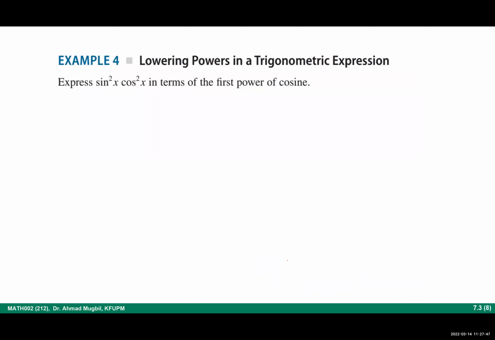Let's apply them now. Express sine squared x, cosine squared x in terms of the first power of cosine. The same question that Abdullah asked about. How to solve this? Isn't that like the difference between two squares? So you will write sine in terms of cosine. But he wanted it in terms of the first power of cosine, which means cosine to the power 1. It doesn't matter what the angle is. We just need the power of cosine to be 1.